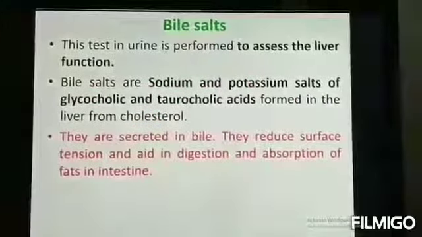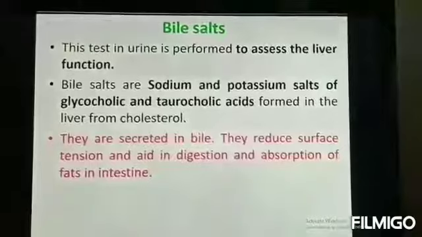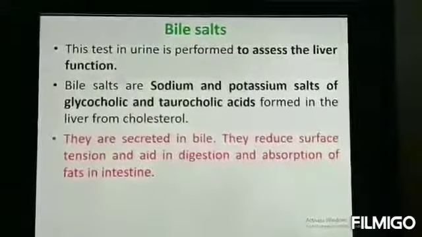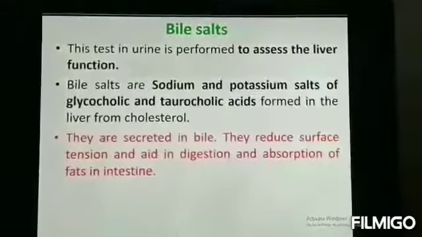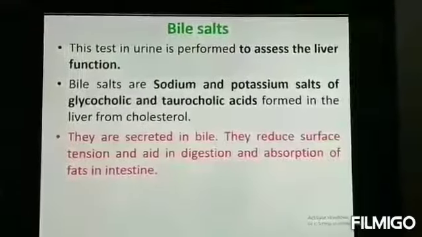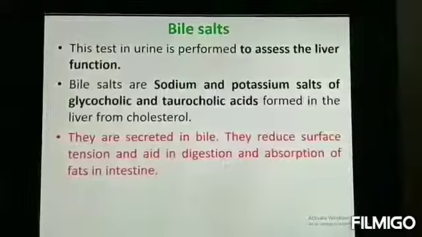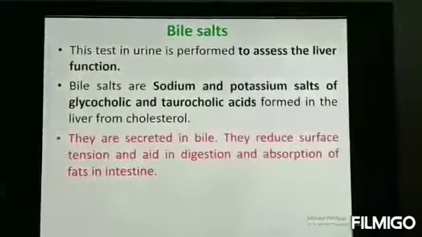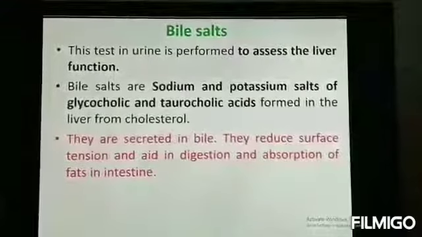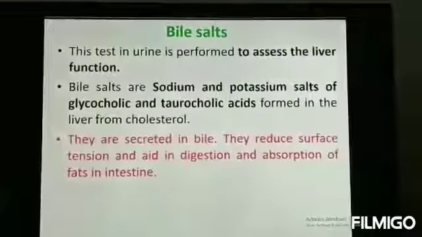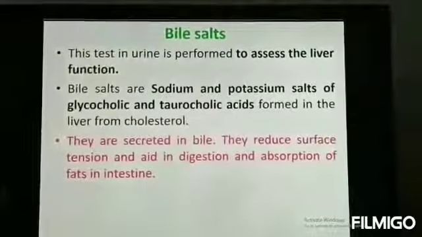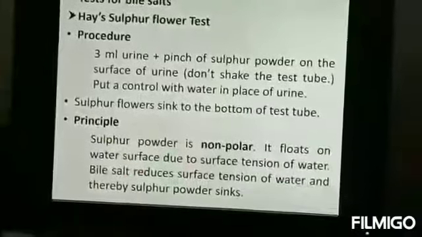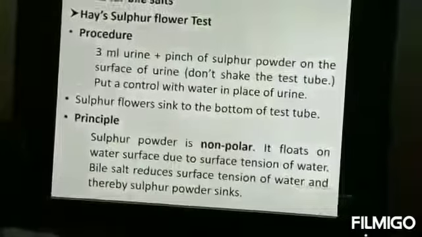Next is the test for bile salts. What is the importance of bile salts in the urine? This test is performed to assess liver function. Bile salts are the sodium and potassium salts of glycocholic and taurocholic acid formed in the liver from cholesterol. They are secreted in the bile, reduce the surface tension, and aid in the digestion and absorption of fat in the intestine. Tests for bile salt are Hay's sulfur flower test and Pettenkofer test.